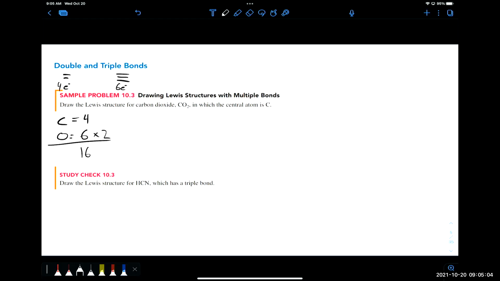So four electrons for carbon, 6 for oxygen. We multiply that by 2. We have a total of 16. So now we can write in our central atom, which here we're told, but again, you can assume that the single atom is going to be your central atom if it's not otherwise stated. And then we'll draw in our bonds for oxygen. So now we've done two bonds here. For our initial counting, we subtract out 4 bonded electrons, so we're left with 12 electrons to place.